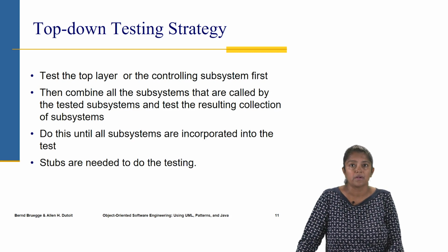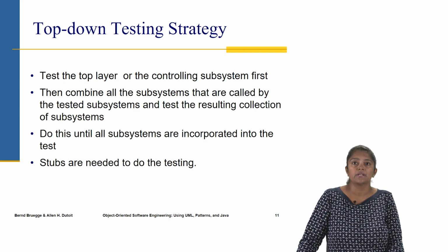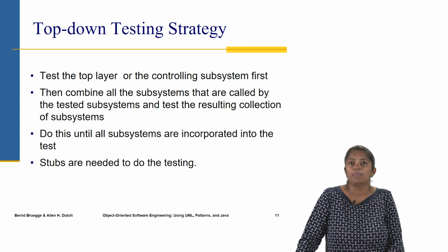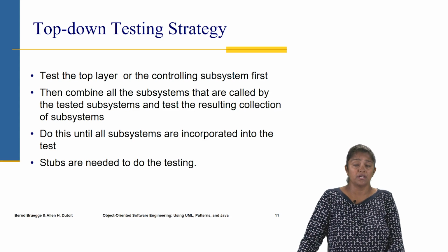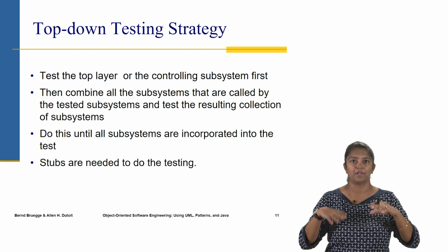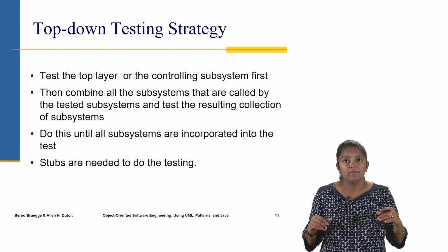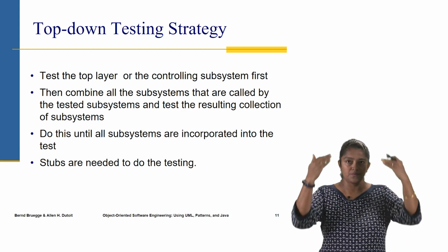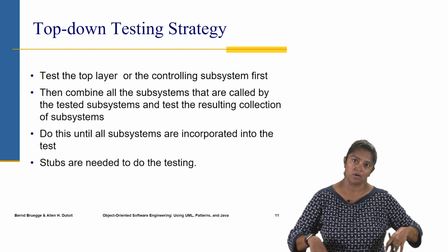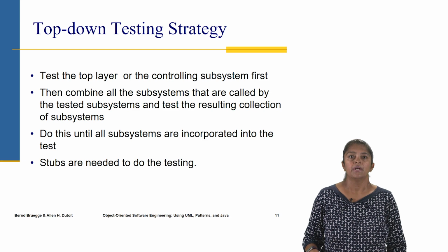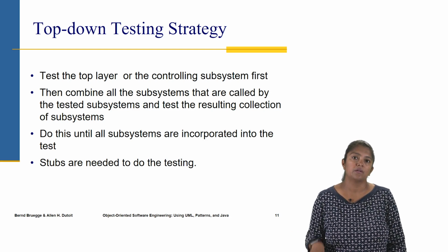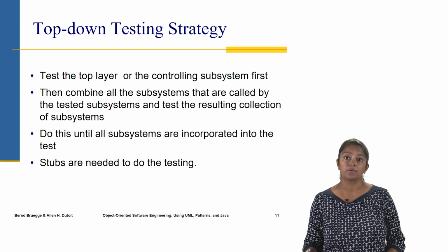It's the top-down strategy. So in this case, we're going to start with the topmost layer, which is kind of the controlling or the most important subsystem, and then we will combine all of the other systems and work our way downwards in the reverse order. And again, we do this until all of the subsystems are incorporated into the test.